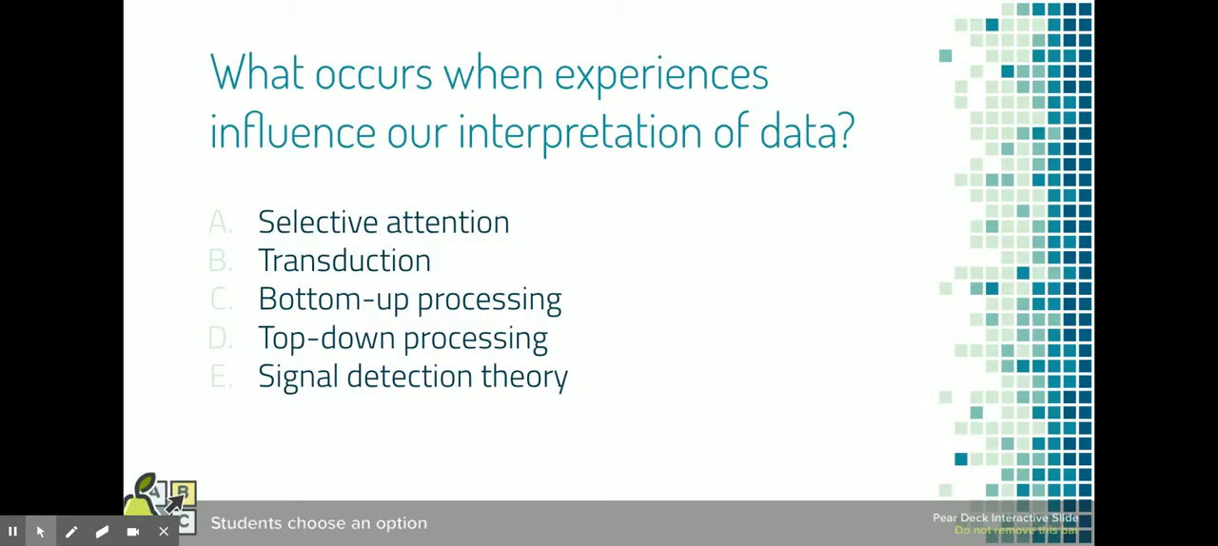Okay, so question for you. What occurs when experiences influence our interpretation of data? Go ahead and select your answer. And you should have chosen top-down processing. The key word is experiences.